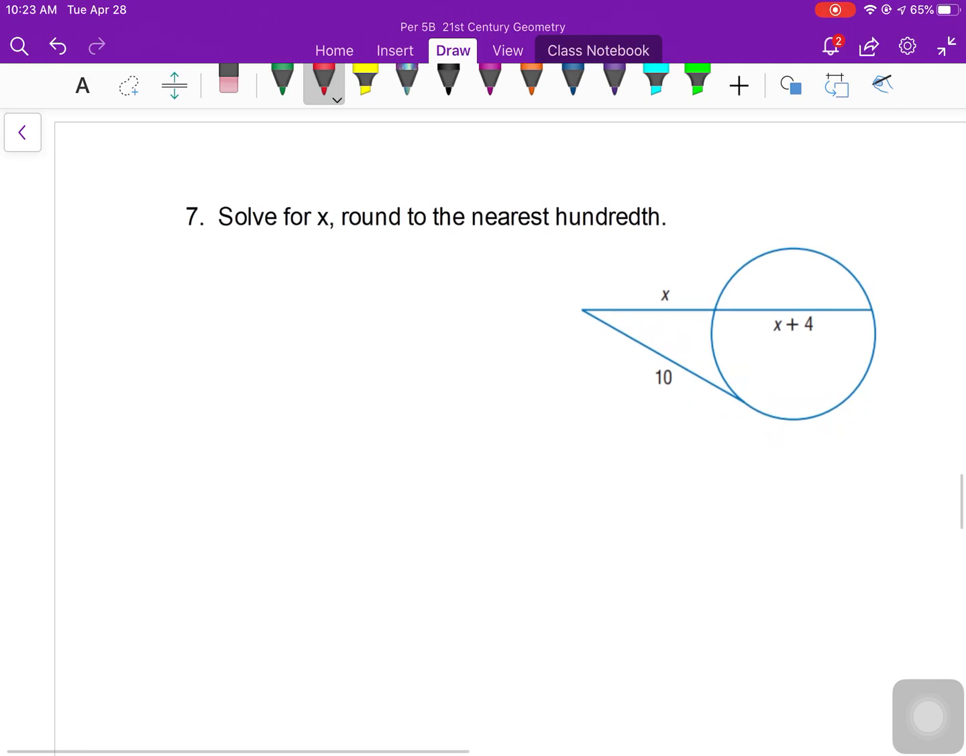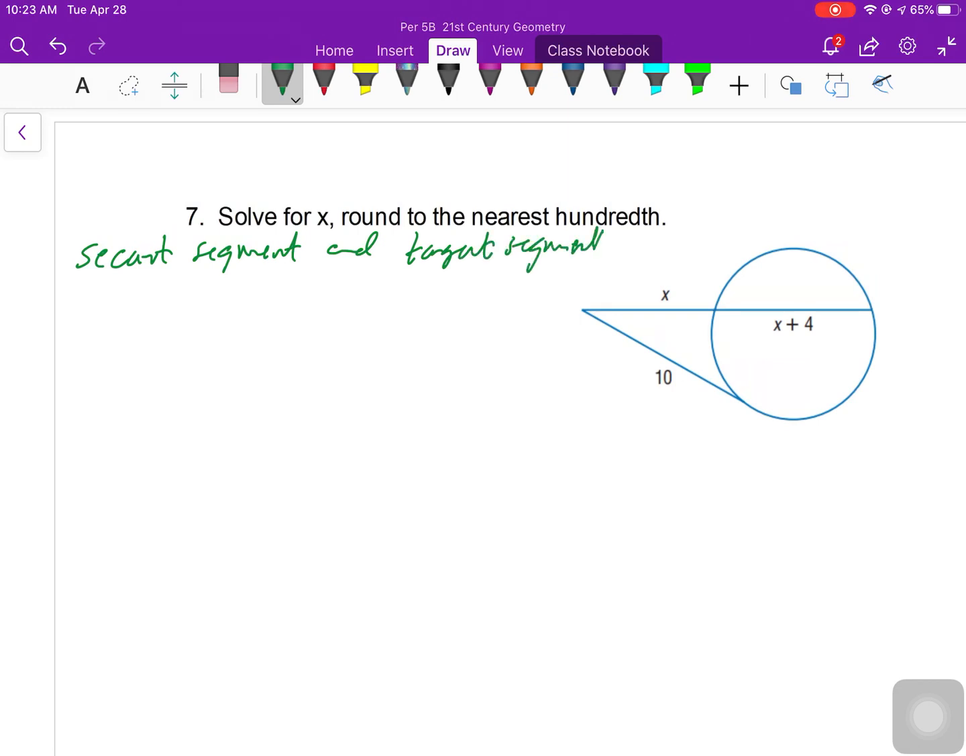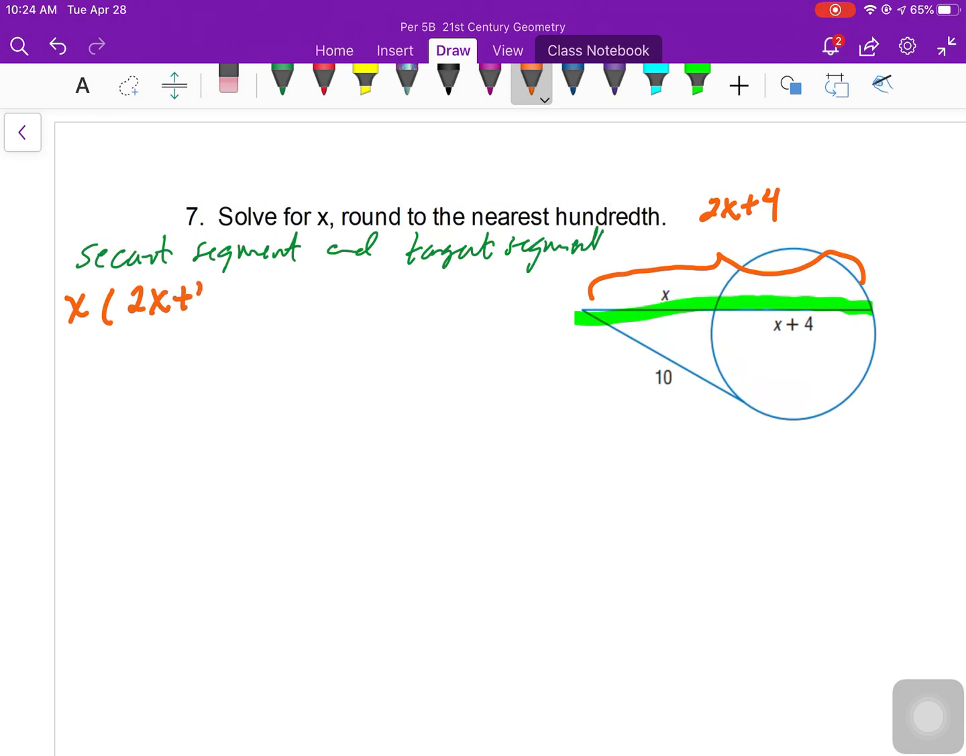Let's continue with this mixed review. Number 7, we have a secant segment and a tangent segment. When we had secant segments, I recommended that we first get the whole length. Now the whole length on this one, when I add those together, I have 2x plus 4. So for my secant segment, I will have x times 2x plus 4. For my tangent segment, 10 times 10.